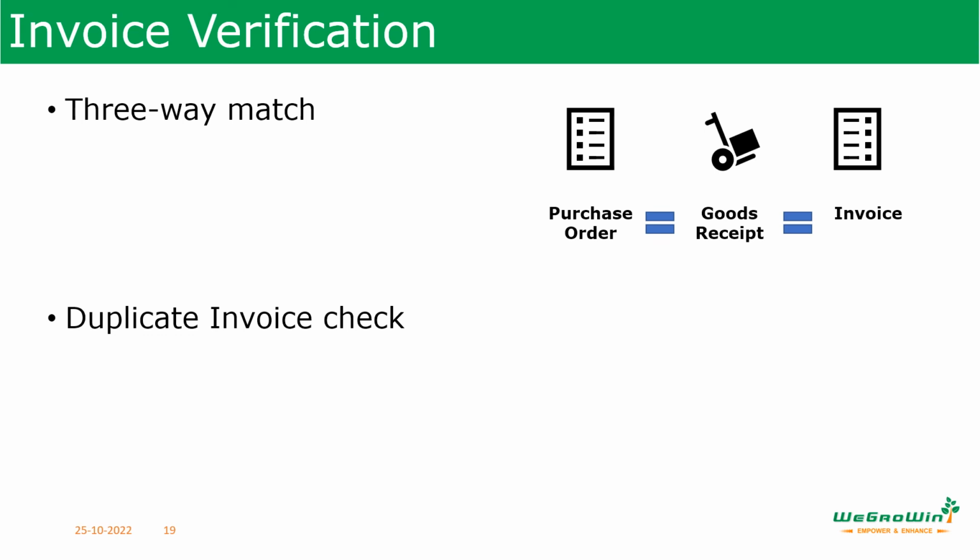In invoice verification, there will be a three-way match. That is, the details in the purchase order, goods receipt, and invoice will be compared. Also, there is an option to check for duplicate invoices. If a duplicate invoice is submitted by a supplier, the system has an option to check this duplication so that it can stop this invoice from entering any further processing.